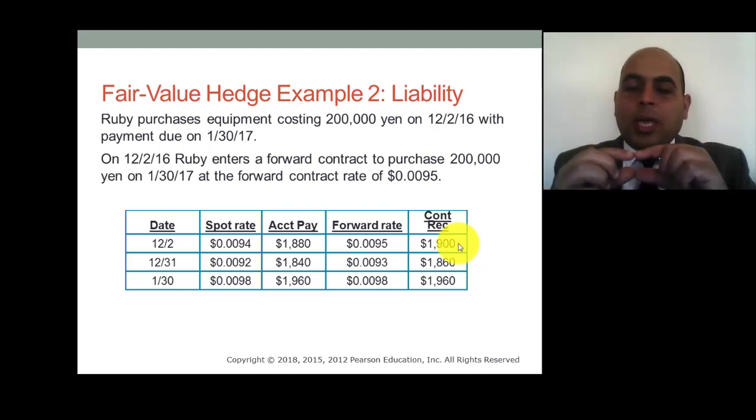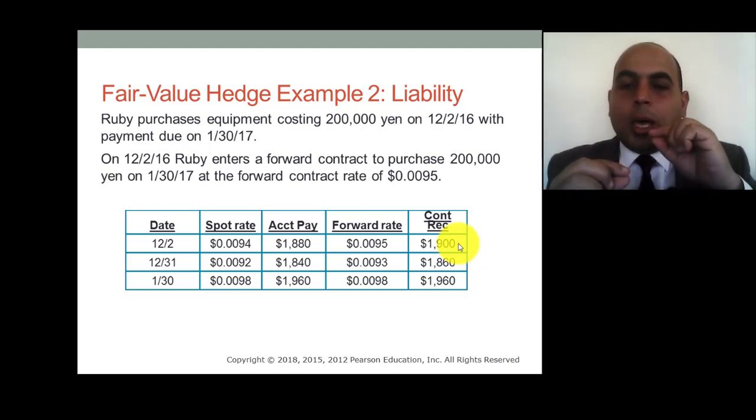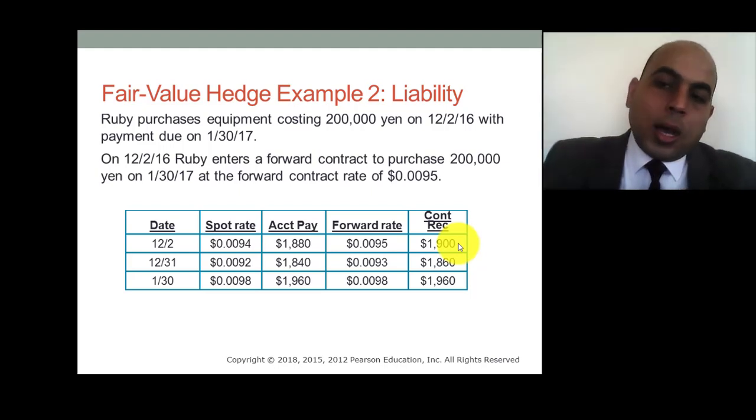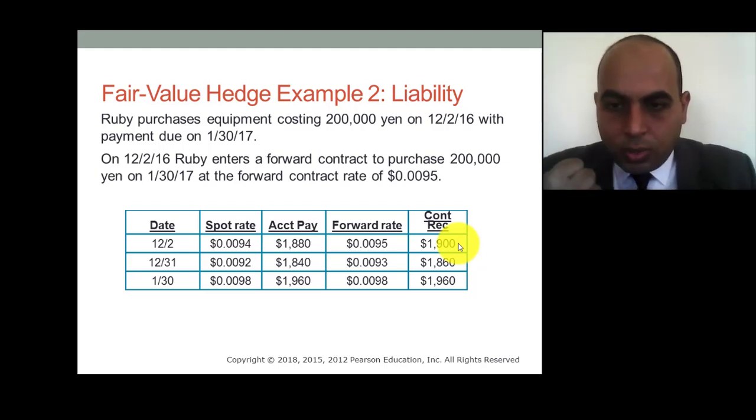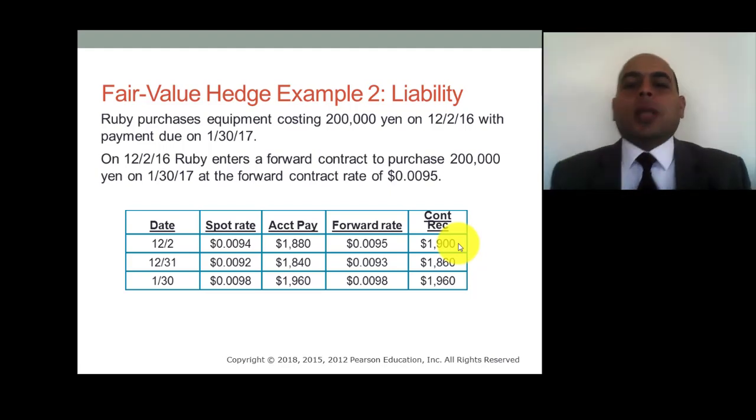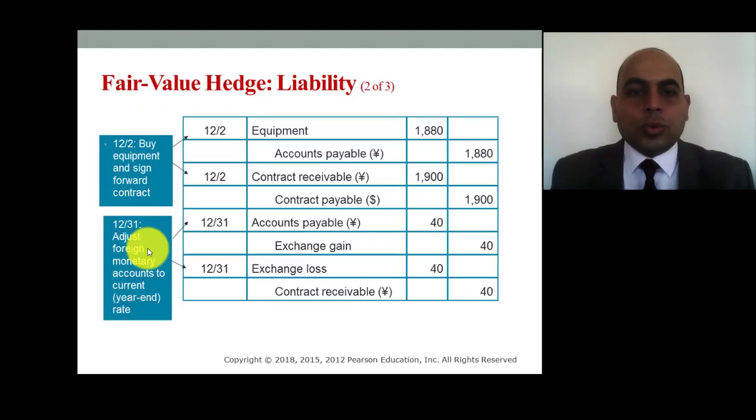So as we have a forward contract, we have two parties. One of them is forward contract receivable. On the other hand, we have forward contract payable. We will receive 200,000 yen from the counterparty, and we will pay them 1,900. So let us see how we will record the transaction on 2nd December.